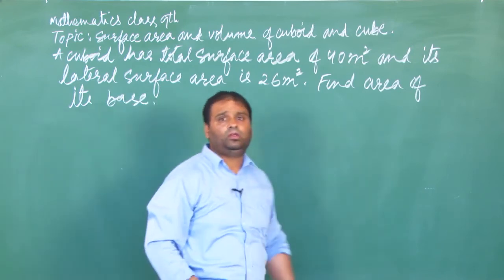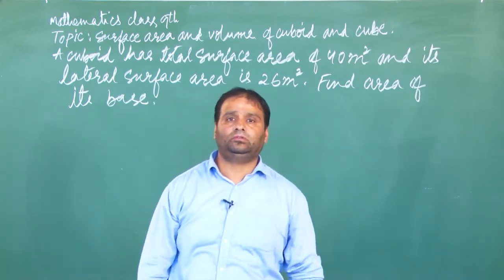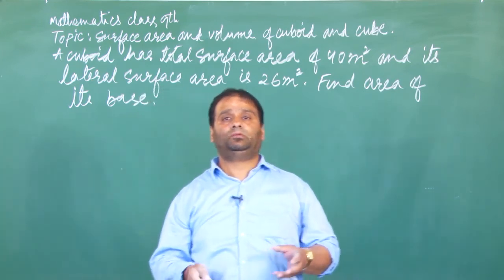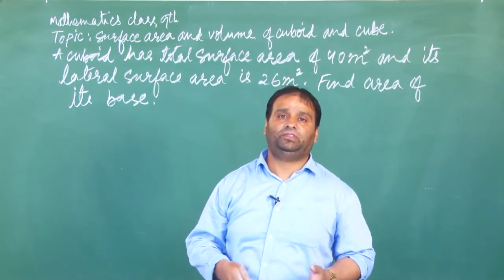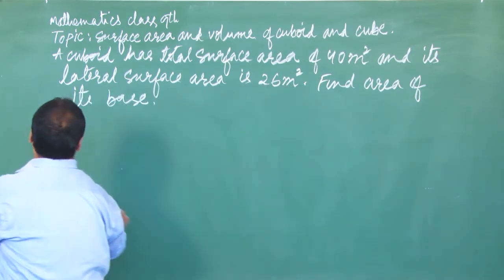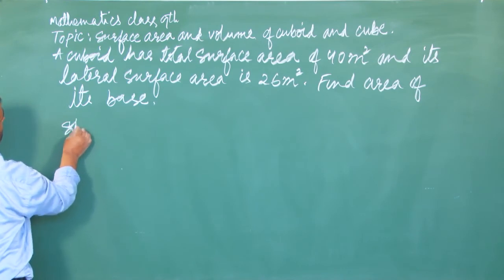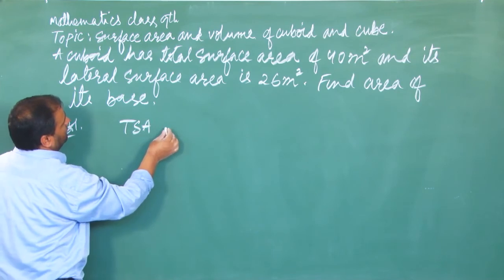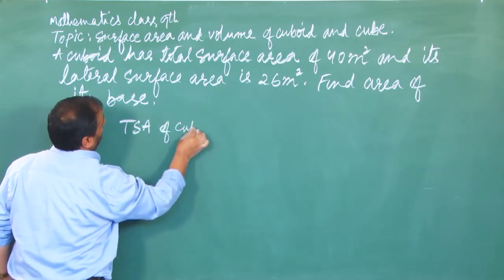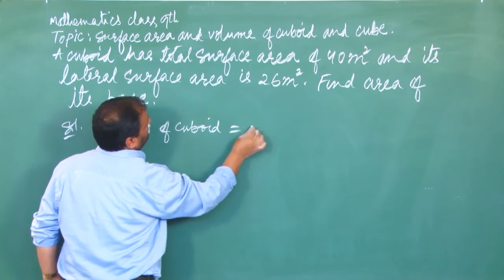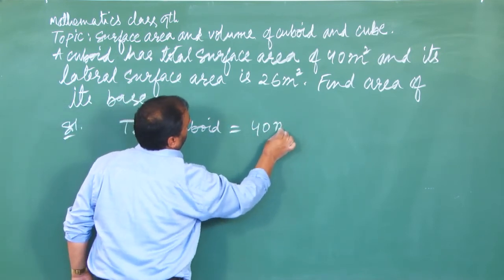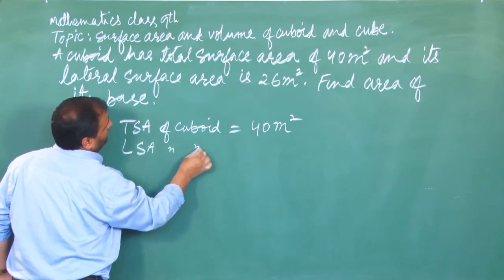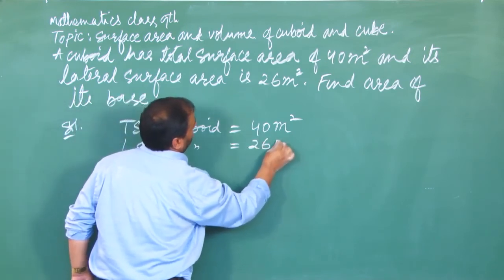Now, this is another tactical question where total surface area and curved or lateral surface area have both been given to find the base of that cuboid. Again, we will go through the formulas. Now, total surface area of cuboid is 40 meters square, and lateral surface area, LSA, of that cuboid is 26 meters square.